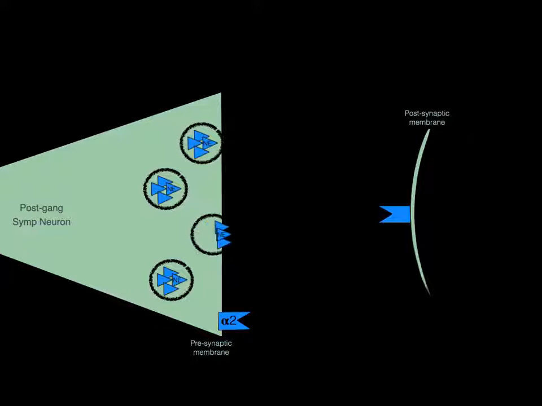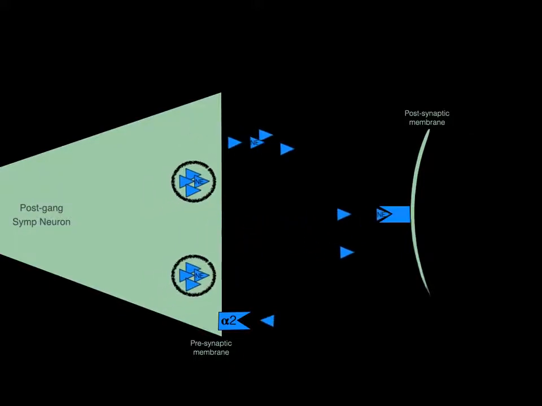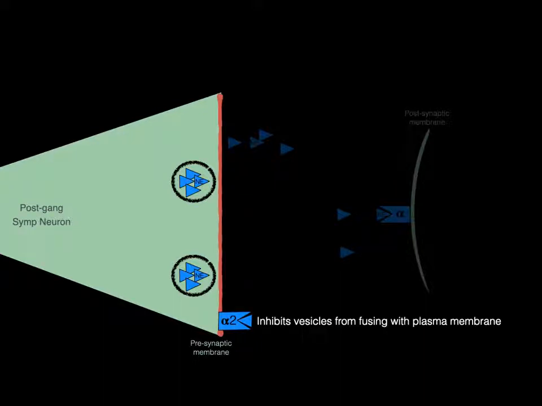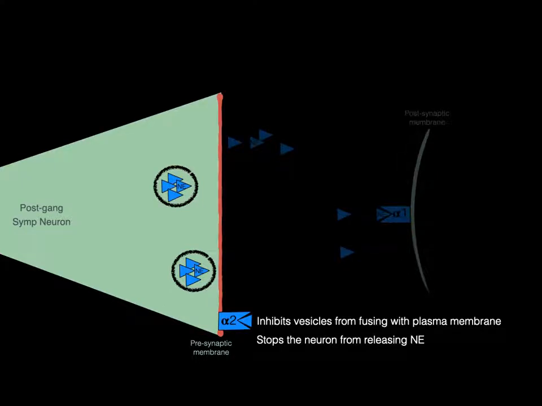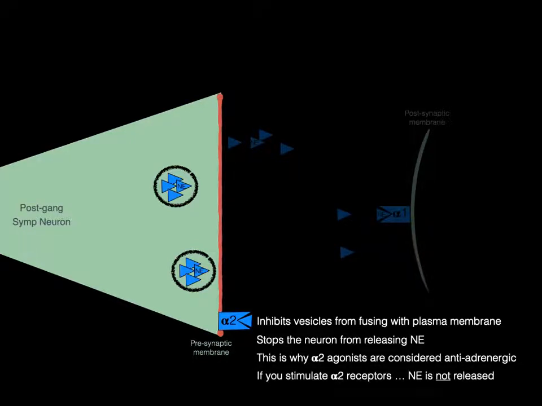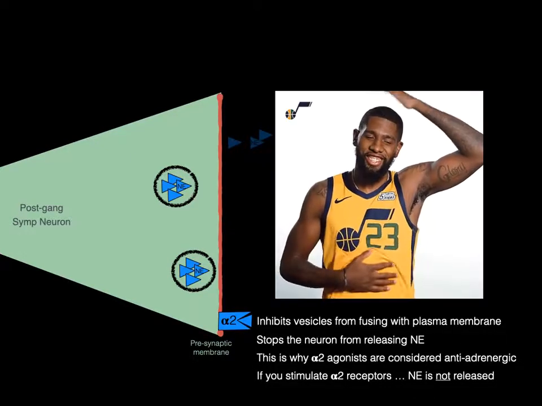So watch. Norepinephrine is released into the synapse, and it goes and binds to that adrenergic receptor on that postsynaptic membrane. But watch this one. Shing! It then binds to this alpha 2 receptor on the presynaptic membrane, and it initiates a chemical change that inhibits vesicles from fusing with the plasma membrane, stopping the neuron from releasing norepinephrine. This is why alpha 2 agonists are considered anti-adrenergic. If you stimulate alpha 2 receptors, norepinephrine is not released. I know.